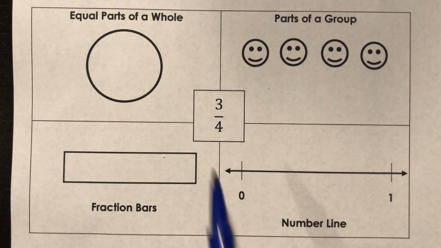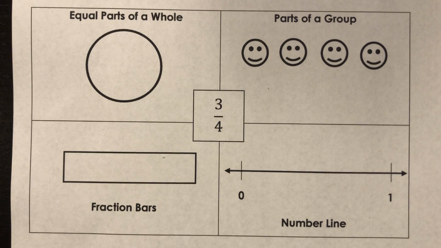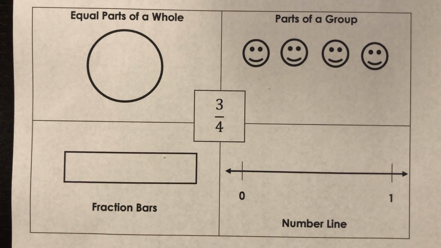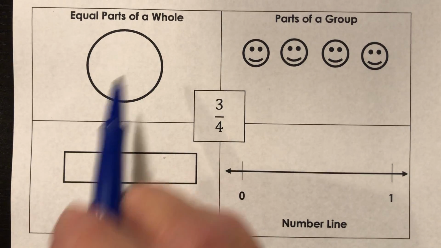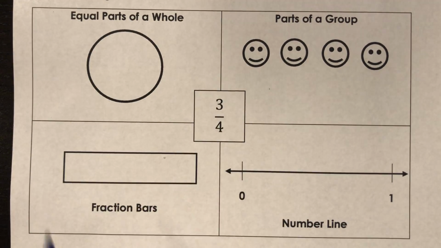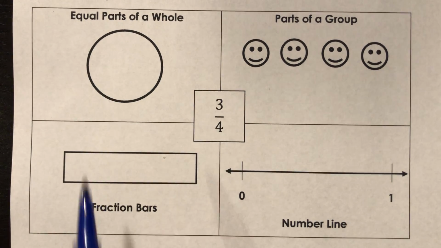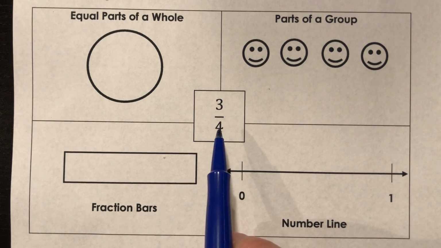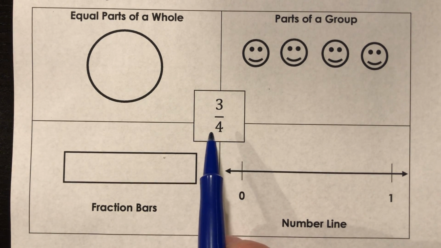So here we have 3/4, right? If I want to represent 3/4 as equal parts of a whole, this is kind of like that pizza example. And it really could be any shape, and you'll see that as you do your scoot today. But if we have this circle and I wanted to represent 3/4, that means I need to cut this circle up into 4 equal pieces. That means 4 pieces that are the same size.